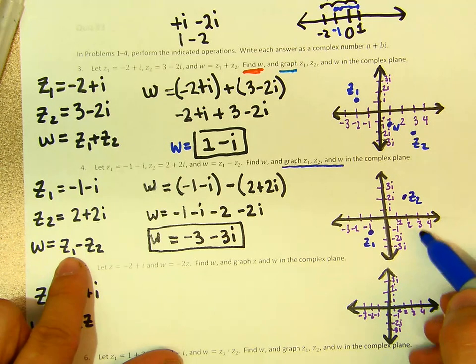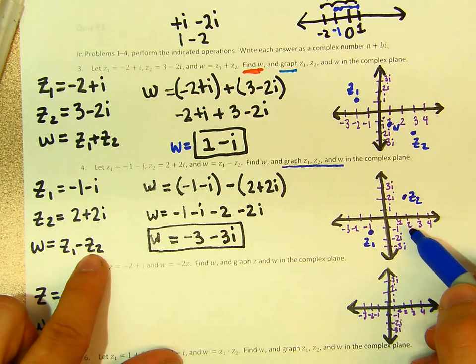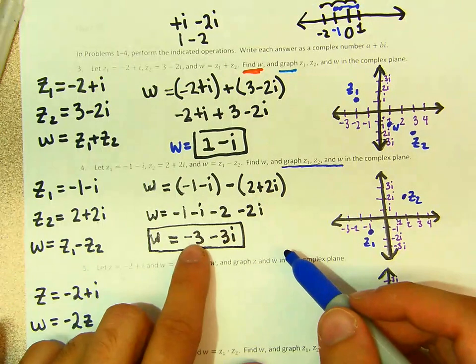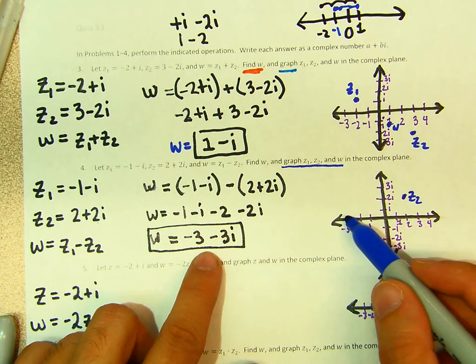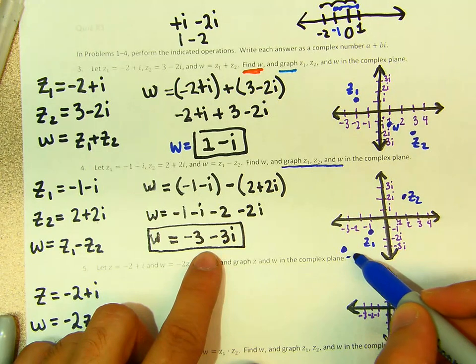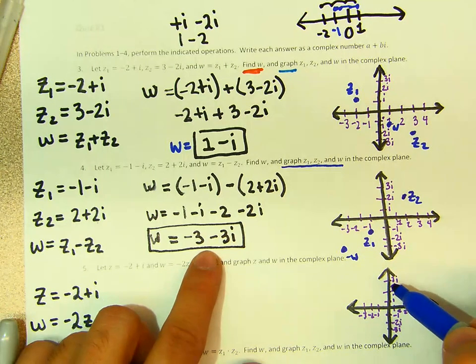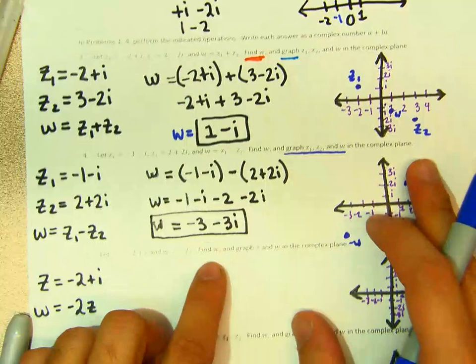What about my w? It is z sub 1 minus z sub 2. So this is, oh, I'm sorry. That's my w right here. It's negative 3 minus 3i. So it's negative 3 minus 3i, and that's right here. And that is my w. Okay? So let's keep going.